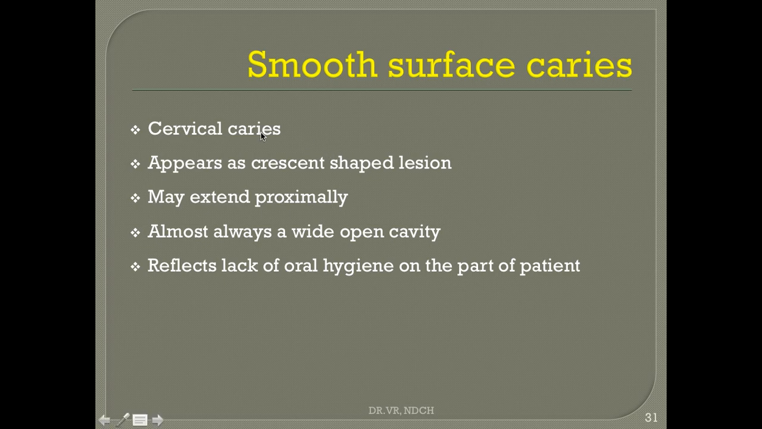So when you take up cervical caries, a type of smooth surface caries, you find it appears as a crescent shaped lesion and it can extend from the cervical area to the proximal surface. Almost always a wide open cavity will be present and it reflects lack of oral hygiene on the part of the patient.